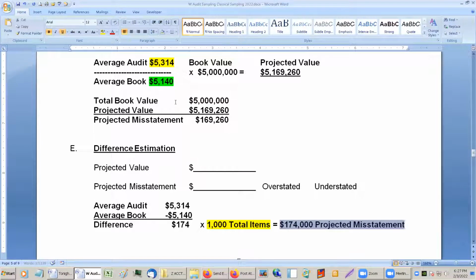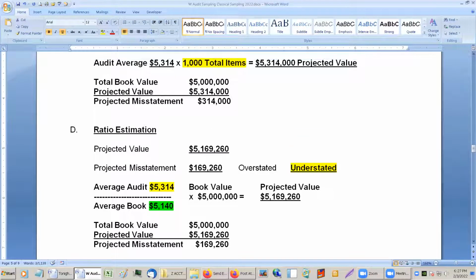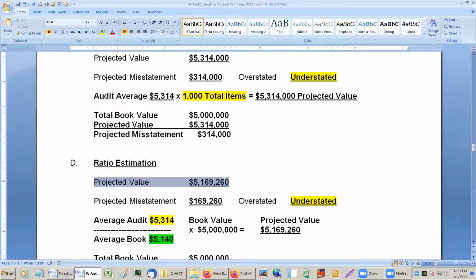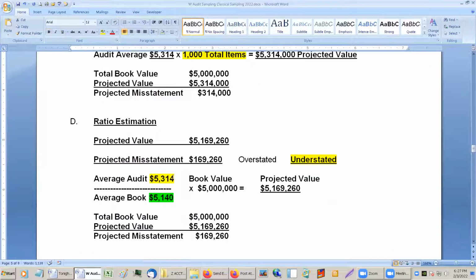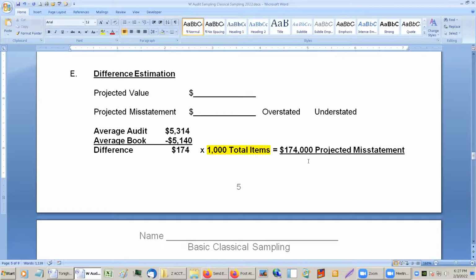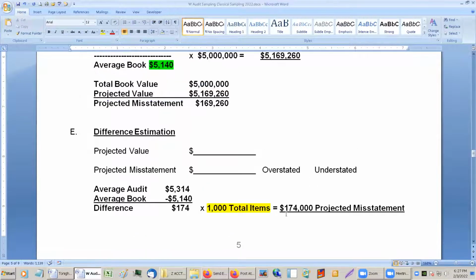Now notice that's different than what we did up here. Up here we got the projected values first, and then backed into this projected misstatement. We're going to do just the opposite down here. We got a projected misstatement.